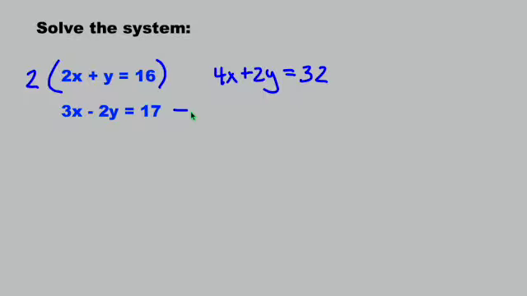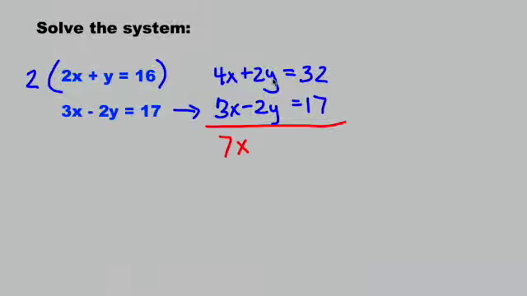I'm going to rewrite this other second equation right below it here. So I get 3x minus 2y equals 17. Now, when I go ahead and I add my equations together, I'm going to get 7x, I'm going to get no y's equals 49.